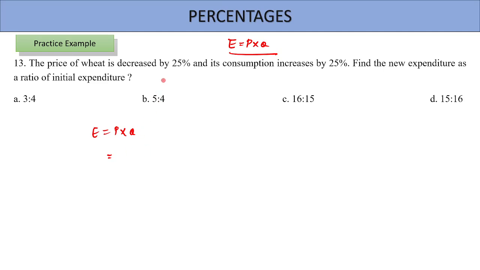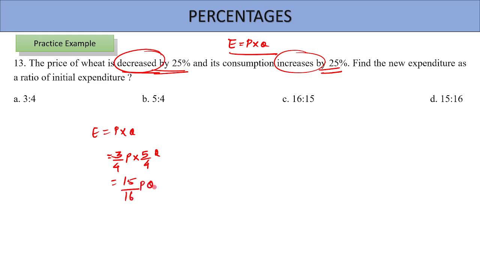My new state is I am increasing the price of the wheat by 25%, which means my new price is 5 by 4 of P. And I am also increasing my consumption by 25%. So my new consumption is also 5 by 4 of Q. Sorry, it is decreased by 25%. My bad, guys. It is 3 by 4 of P. It is decreased by 25% and this is increased by 25%. So I am getting 15 by 16 of P into Q. This is my new expenditure.